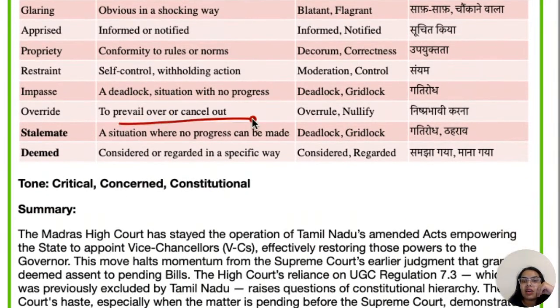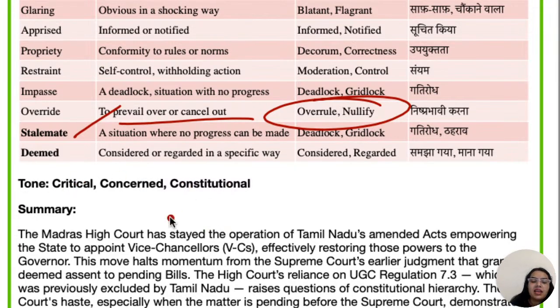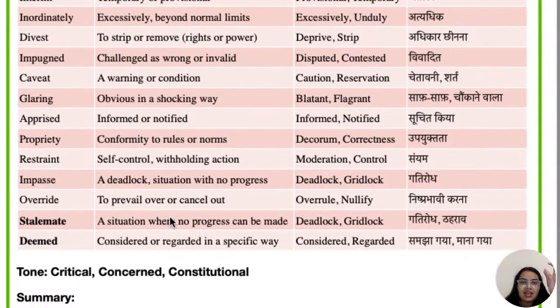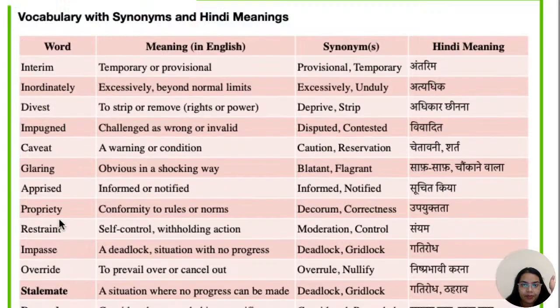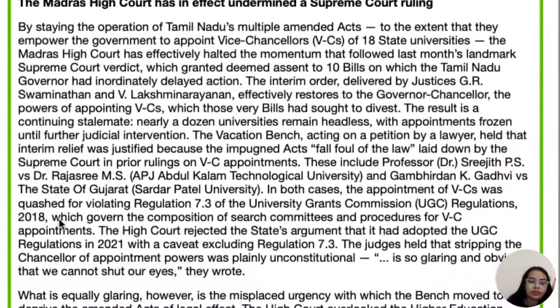Override is to prevail or to cancel out, that means overrule, nullify. Stalemate is a situation where again it's the same, a deadlock, and that we already did. Deemed is considered in a specific way. If I am considering something in a very specific manner, it is deemed. So you also got stalemate and impasse as synonyms here, by the way. Let's go.